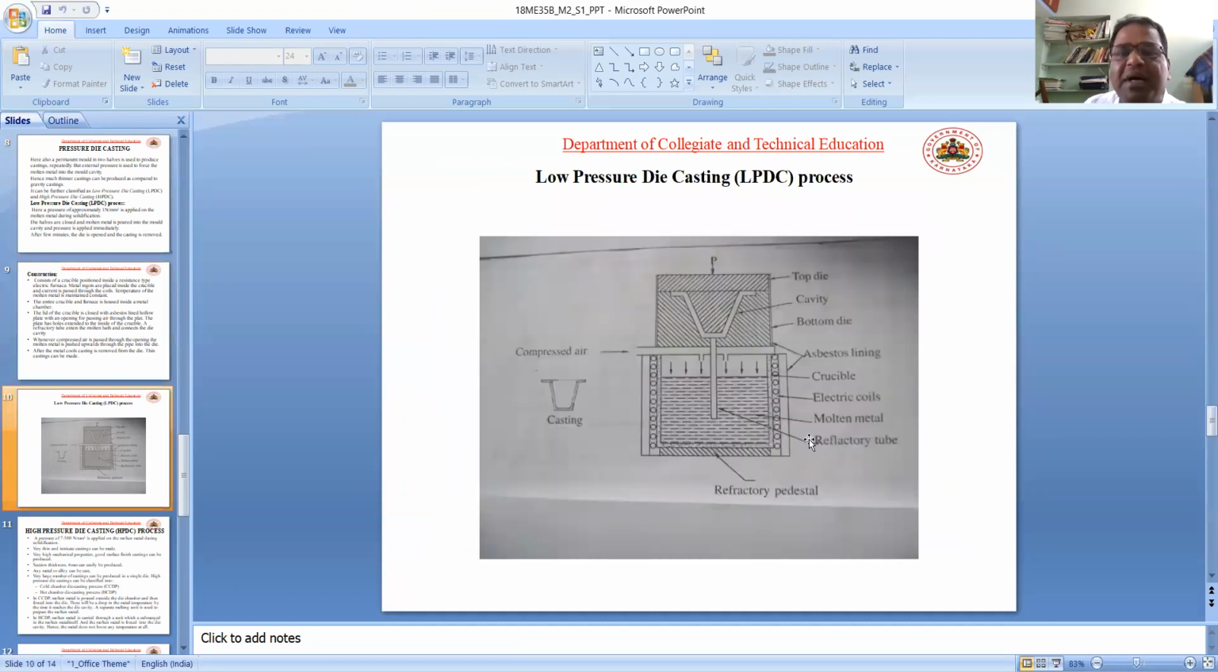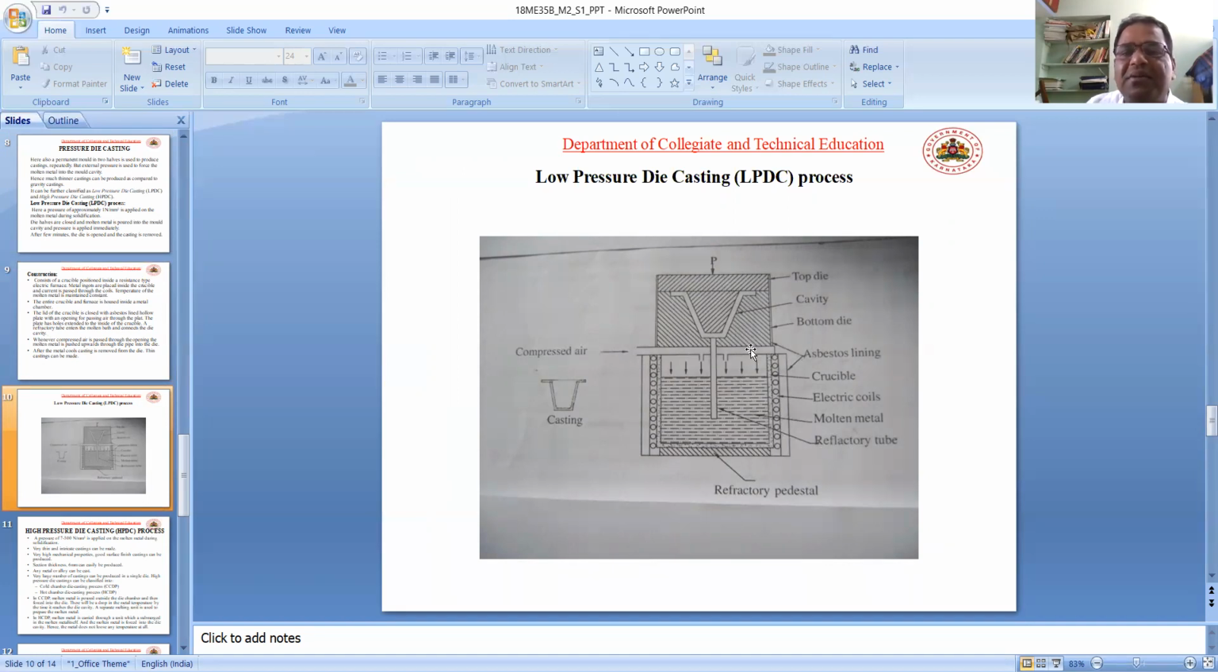So this is the diagram of low pressure die casting. This is the crucible. It contains molten metal liquid, and the bottom die is there, the top die is there, the cavity is there, the required object, and compressed air is there. Compressed air is used to force the molten metal to move into the cavity. This is the casting. A refractory tube is there.